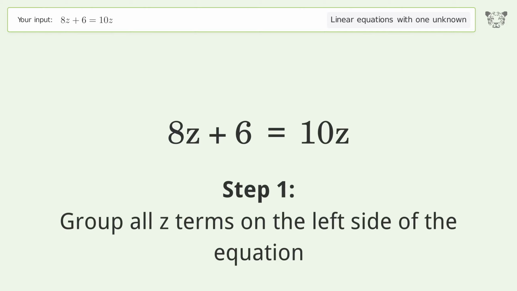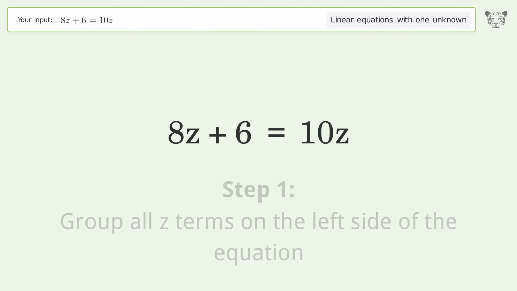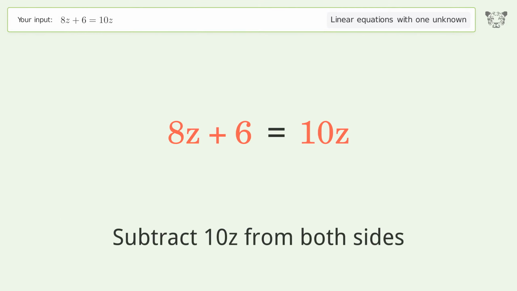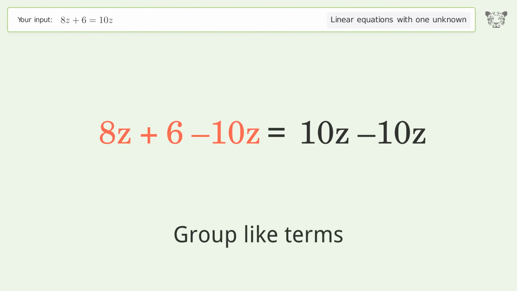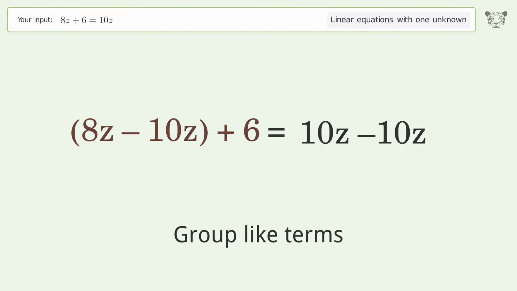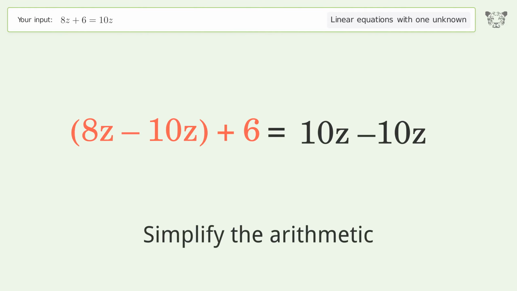Group all z terms on the left side of the equation. Subtract 10z from both sides. Group like terms. Simplify the arithmetic.